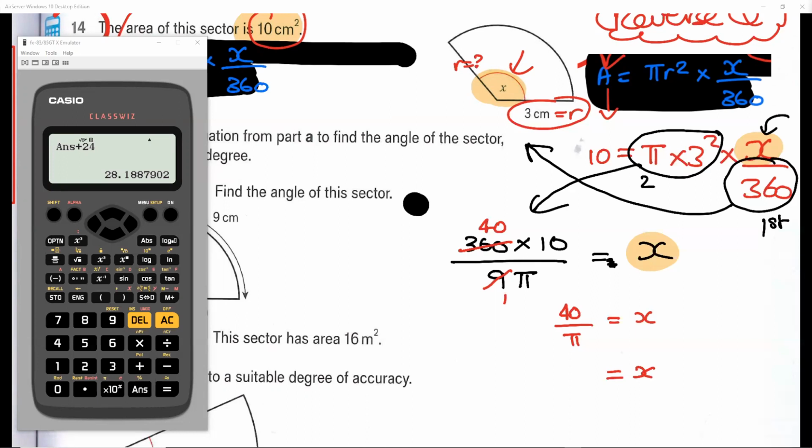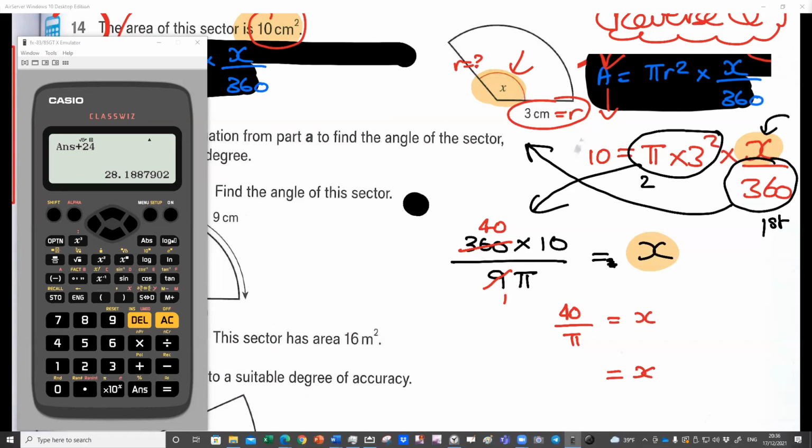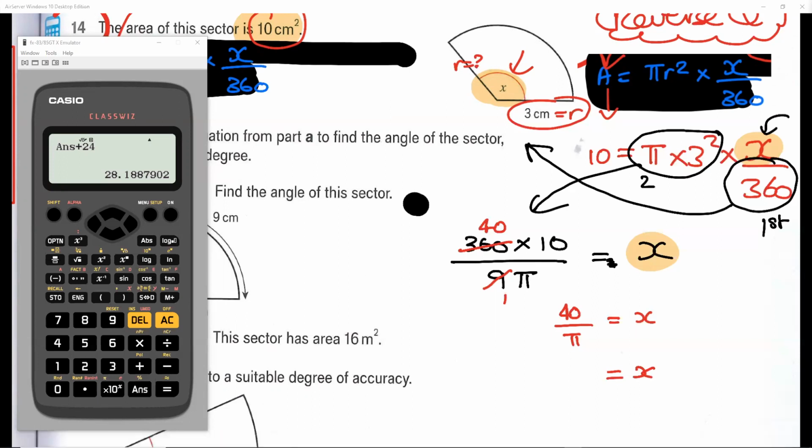Okay, right. I'm getting some answers. I'm going to lock the answers so you can send them to me and nobody else can see the answers and copy. Okay, 40 divided by pi. So I've got here 12.73239545.